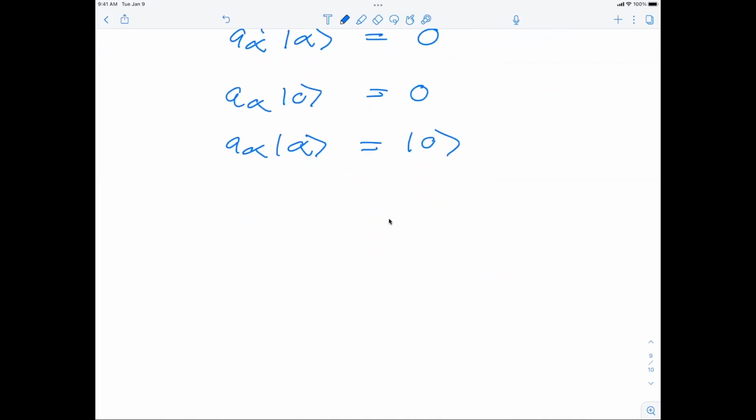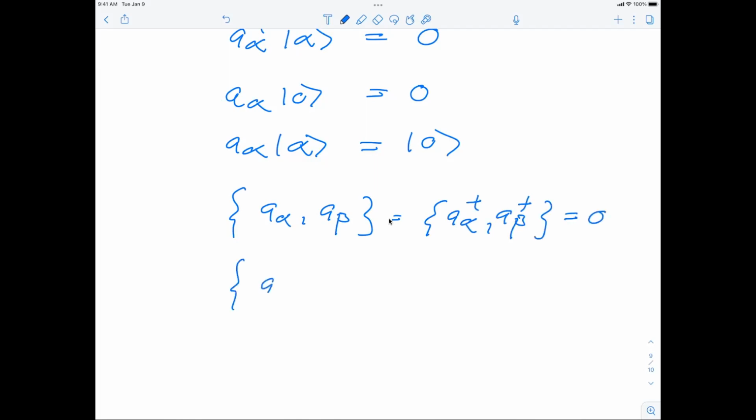And then we have the anti-commutation rules. So we have A alpha, A beta is equal to A alpha dagger, A beta dagger equal to 0. And the final commutation rule is A alpha dagger, A beta. You can interchange these two actually. And that's equal to delta alpha beta. So these are the basic calculational rules when we are dealing with second quantization.